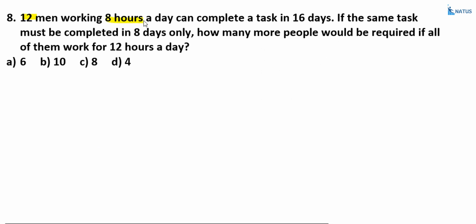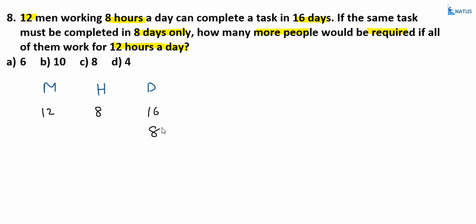12 men working 8 hours a day can complete a task in 16 days. If the same task must be completed in 8 days only, how many more people would be required if all of them work at 12 hours a day? Here, number of persons, number of hours, and number of days. 12 men, 8 hours, and completed within 16 days. If the same task must be completed in 8 days only. And next, how many people are required? And next, if the work is 12 hours a day.